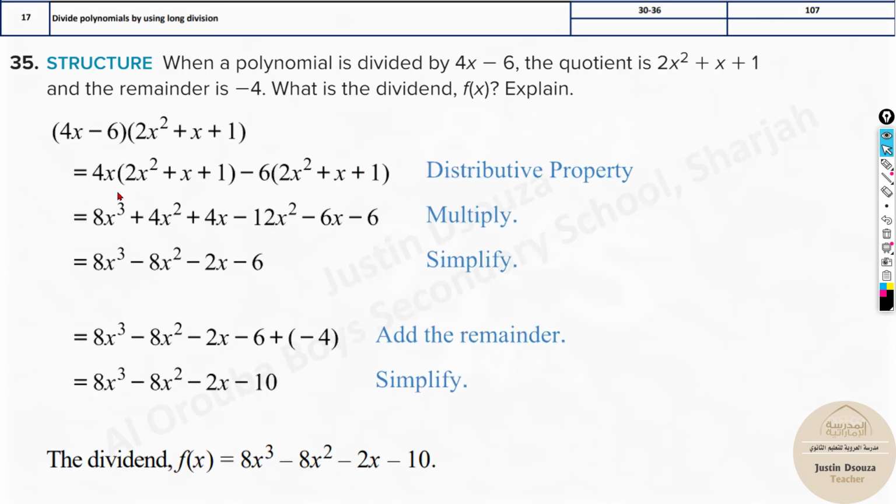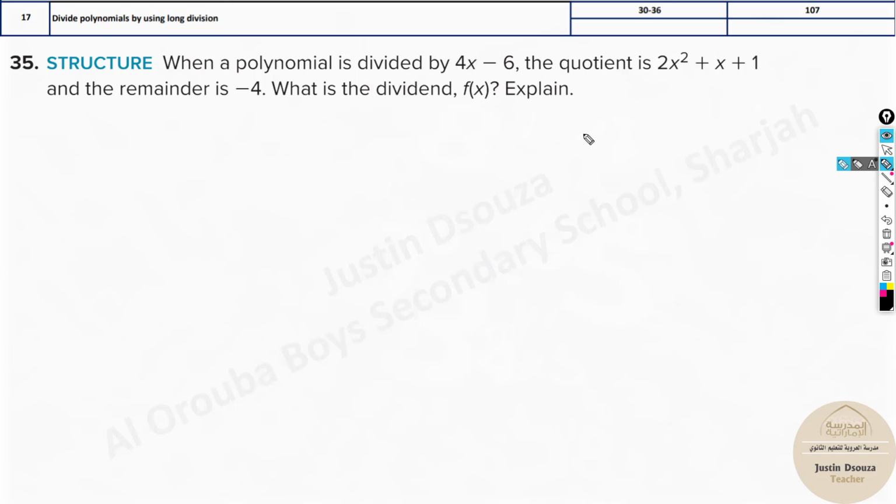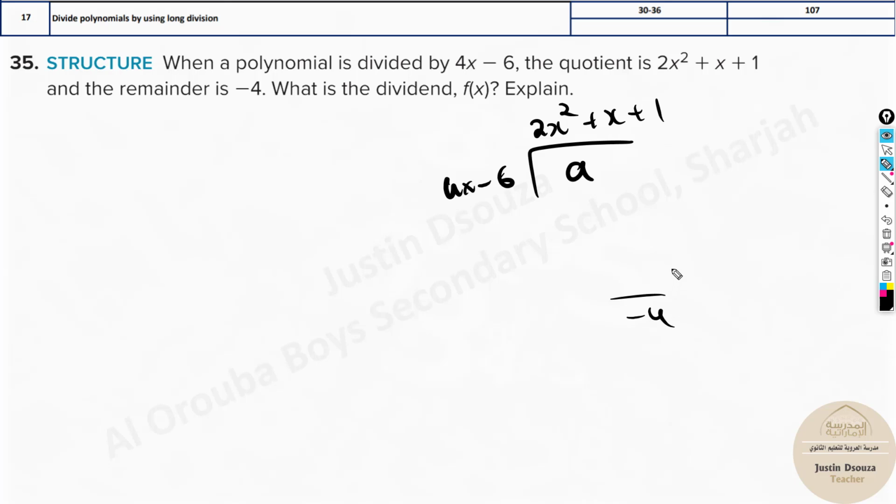Now again over here, same thing, guys. Oh, I'm sorry. I just realized over here they have told that a polynomial is divided by this, and the answer is given and the remainder is given. So it is basically some unknown value. Okay, I'll write a, divided by 4x minus 6. The quotient is given as 2x squared plus x plus 1 and finally the remainder is minus 4. How would you check? Multiply these two first. It will be 2x squared plus x plus 1 multiplied by 4x minus 6.